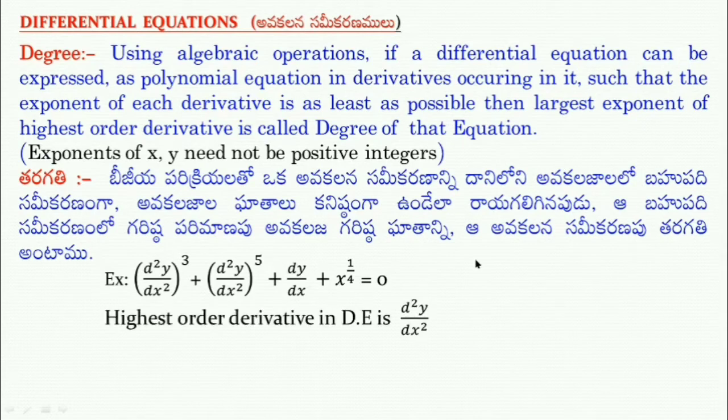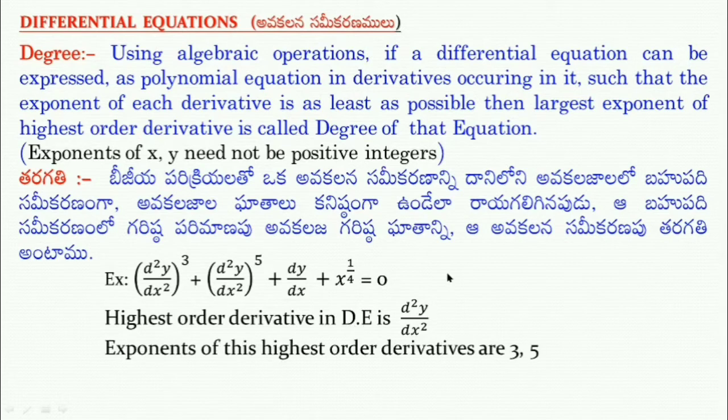Now what is the highest order derivative in this polynomial form? This d square y by dx square is the highest order derivative. Now what is the degree of the equation? It is the largest exponent of the highest order derivative. For d square y by dx square, here we have exponent 3, and for the same highest order derivative we have exponent 5. Between 3 and 5, which is the largest one? 5 is the largest one. So the degree of the differential equation is 5.